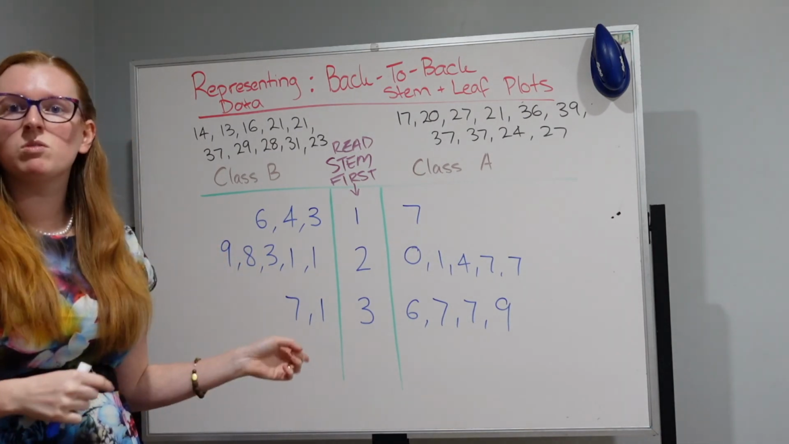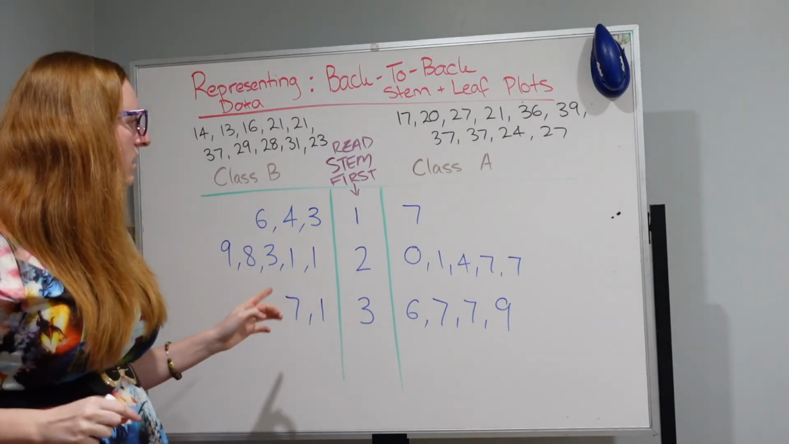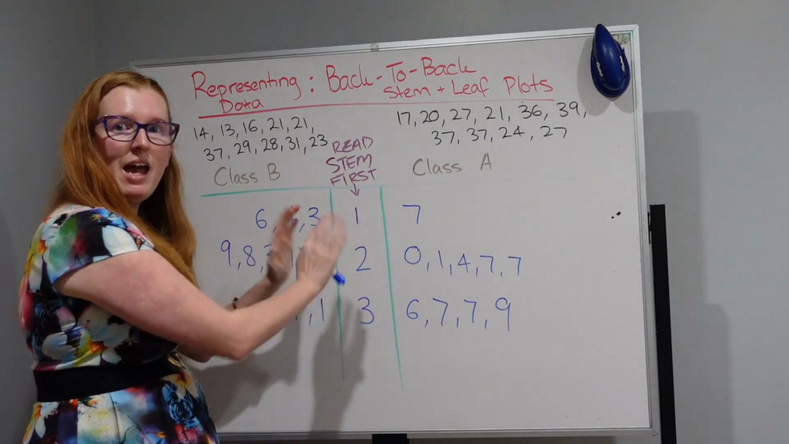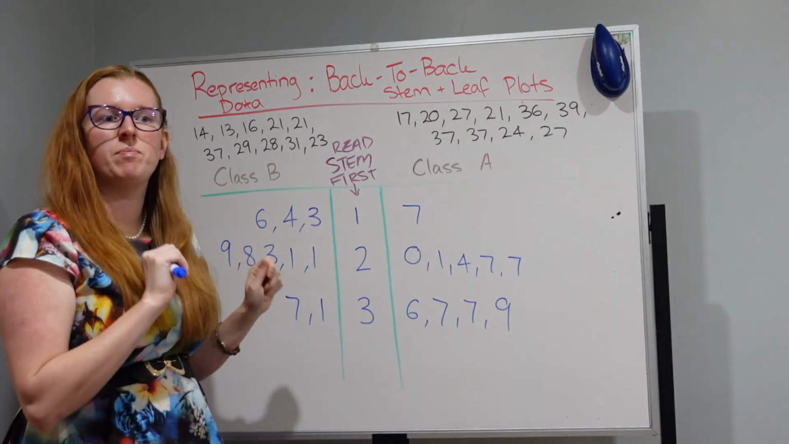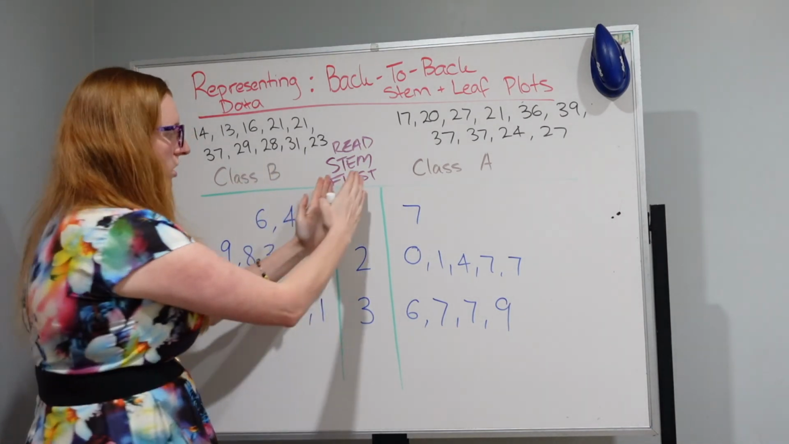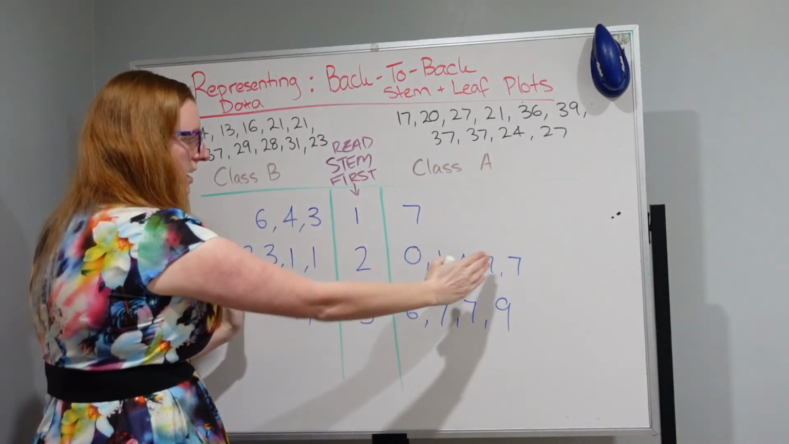But yeah, key things to remember when doing a back-to-back stem and leaf plot is you're working your way from the center outwards as far as putting your numbers in order. You don't necessarily work from left to right, you work from the center out, center out, center out.